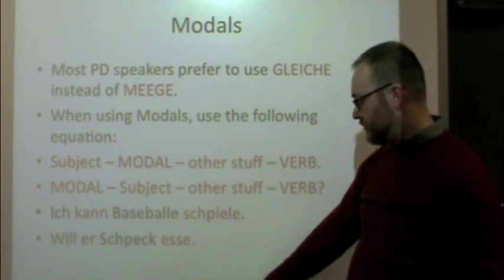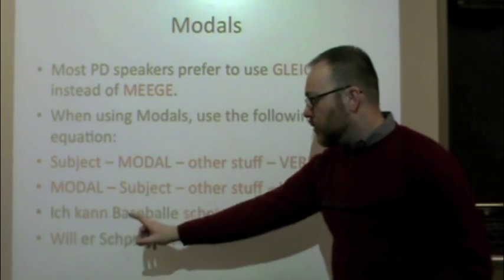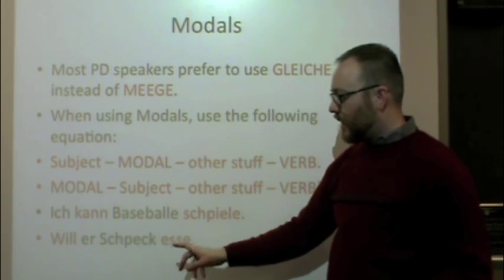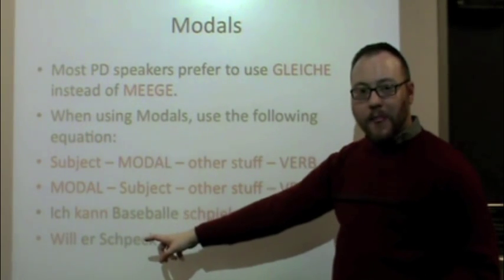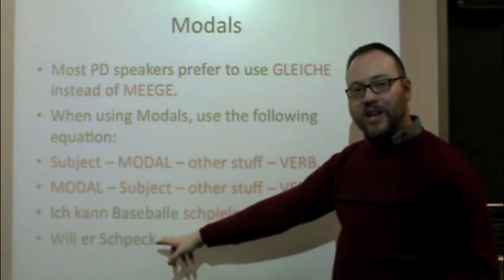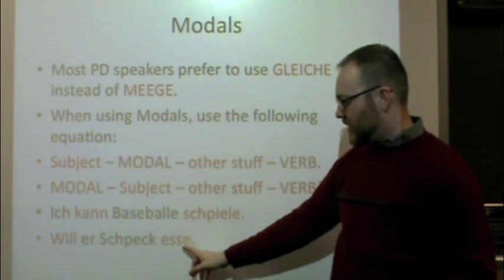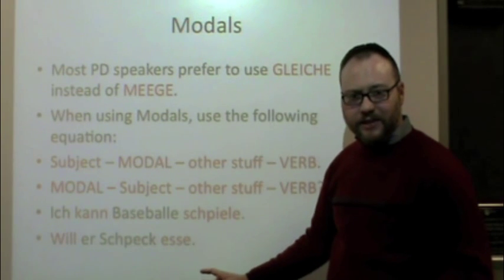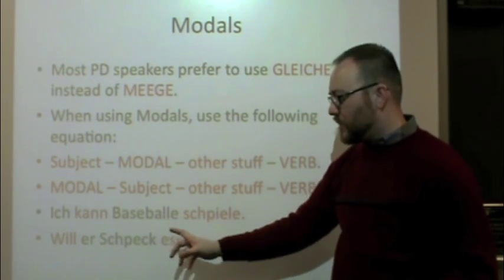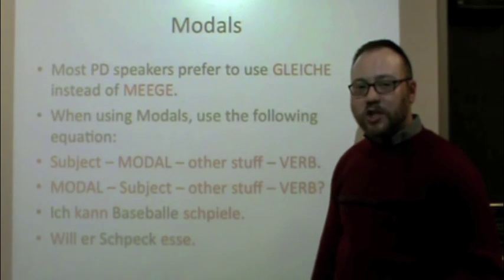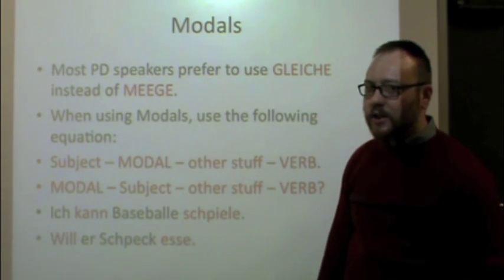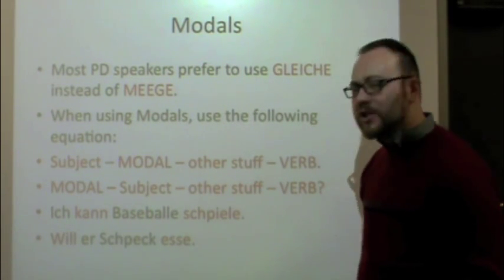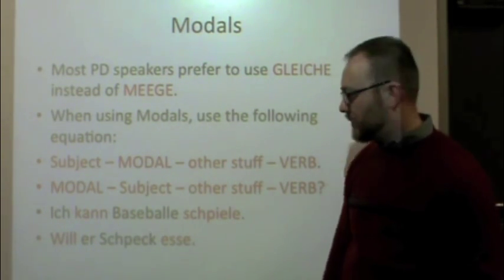Turn it into a question. Oops, forgot a question mark here. Will Speck essen? Question mark. Will is to want. Speck is bacon. Essen, I think we've seen before or talked about. Essen means to eat. So, does he want to eat bacon? Or literally, wants he bacon to eat? It's almost like Yoda talking here, but that's the way you got to think a little bit. Modal first in the form of a question. Okay? You'll get used to it. It just takes a little bit.